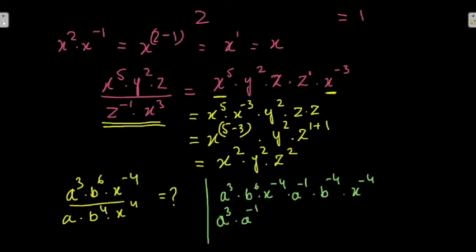Okay, cool. So it is a raised to power 3 and then a raised to power minus 1. Then we have got two b's, b raised to power 6 and b raised to power minus 4. Then we have got two x's: x raised to power minus 4 from here, and then this is x raised to power minus 4.